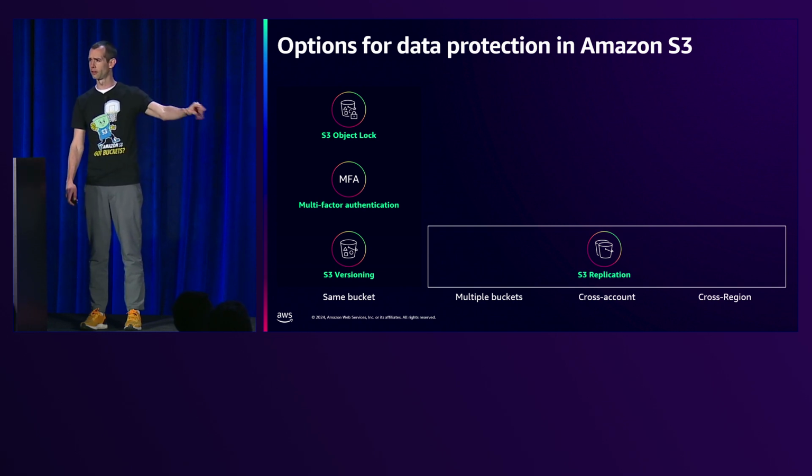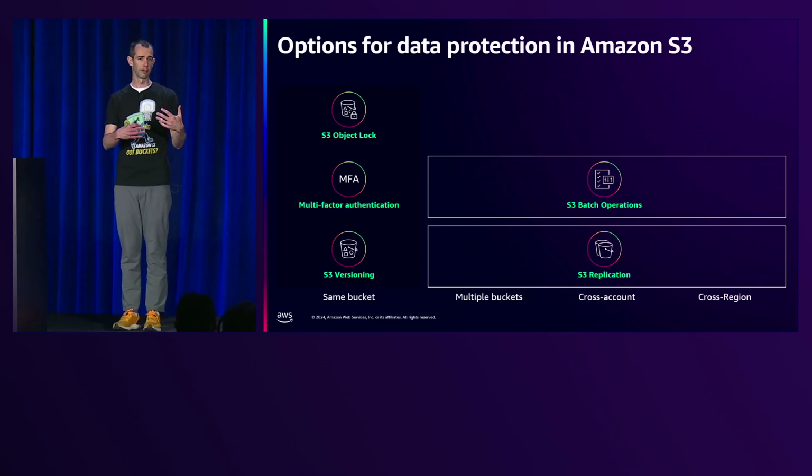Or you can have a more isolated second copy. All right, so S3 replication gives you that multi-bucket protection. Same thing with batch operations. For folks not familiar with it, I'd say the most common use case we see is using replication with batch operations. So I turn on replication, it starts replicating all my new data.